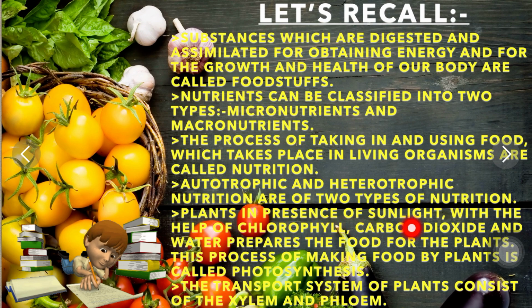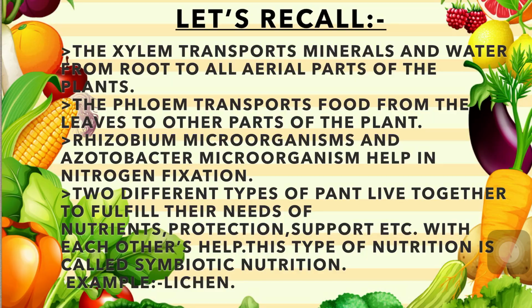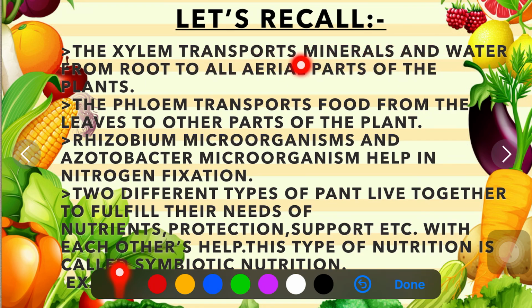Plants, in the presence of sunlight, with the help of chlorophyll, carbon dioxide and water, prepare their food. This process of making food by plants is called photosynthesis. The transport system of plants consists of the xylem and phloem as the conducting tissue. The xylem transports minerals and water from the root to all aerial, that is upper, parts of the plant. The phloem transports food from the leaves to other parts of the plant.